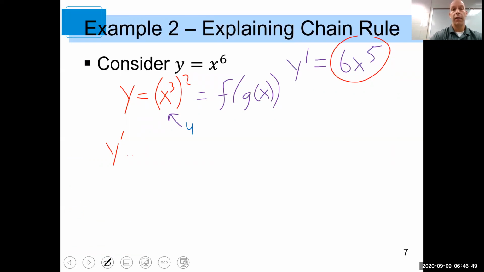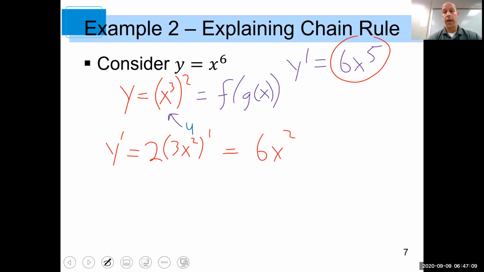Intuitively, I think a lot of students would think the answer is to do the derivative of the outer function. So notice I took that 2 and I pulled it to the front. And then do the derivative of the inner function, which would be 3x squared. And then, of course, we simplify that. We get 6x squared.